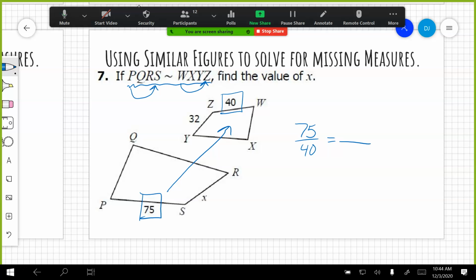and then what about the next ratio? What would that be? So we have x over 32, yep. Okay, and then go ahead and solve it. What would it be?